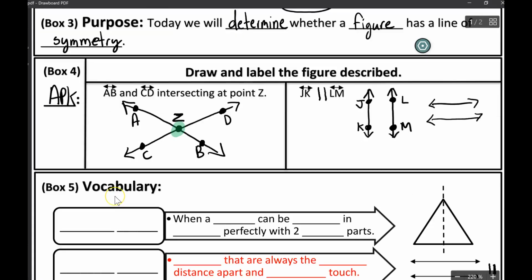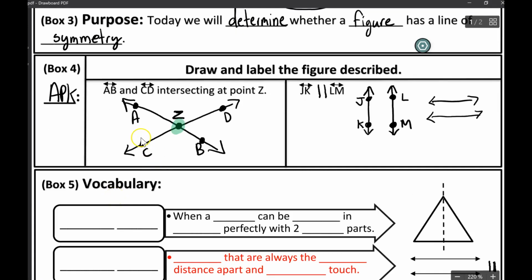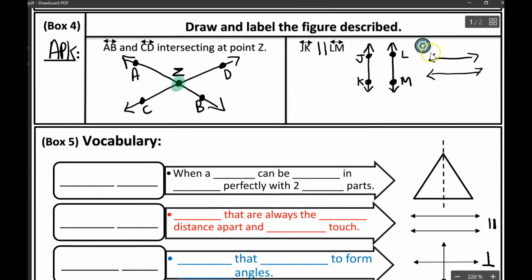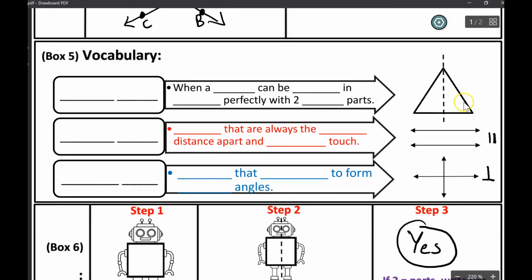Alrighty, hopefully you were able to get those APK problems. They're pretty simple for the most part. Going into our box 5, our vocabulary terms. We have a new one right here. The other two are similar ones, but this first one is new.